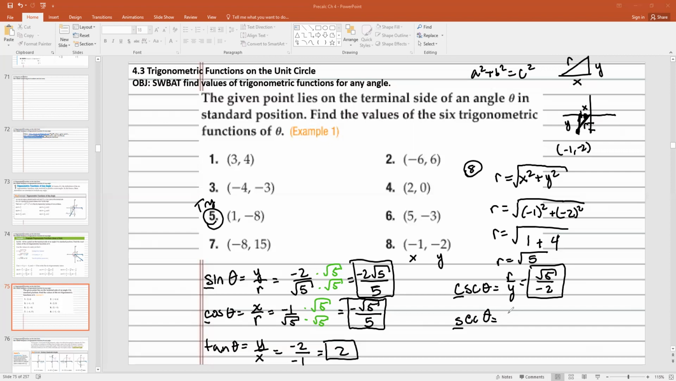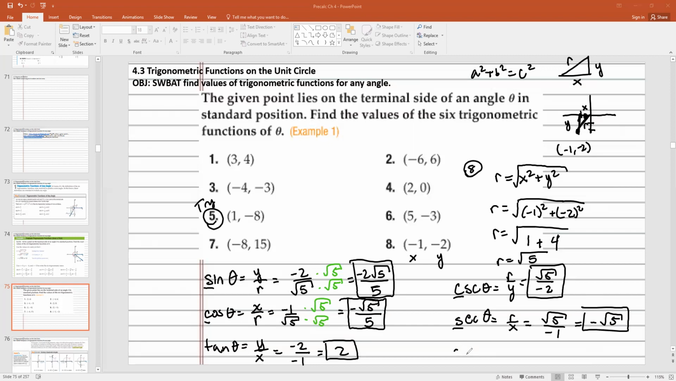For secant of theta, we have r over x. And that's going to give us square root of 5 over -1. And we don't really want to have a 1 in the denominator. You can, but you can simplify that to make it look nicer. So it becomes negative square root of 5.